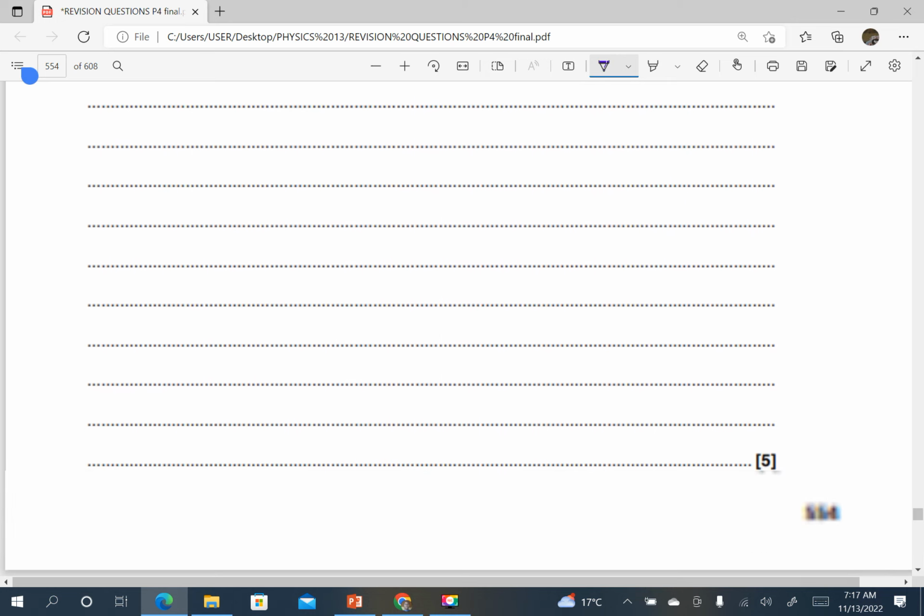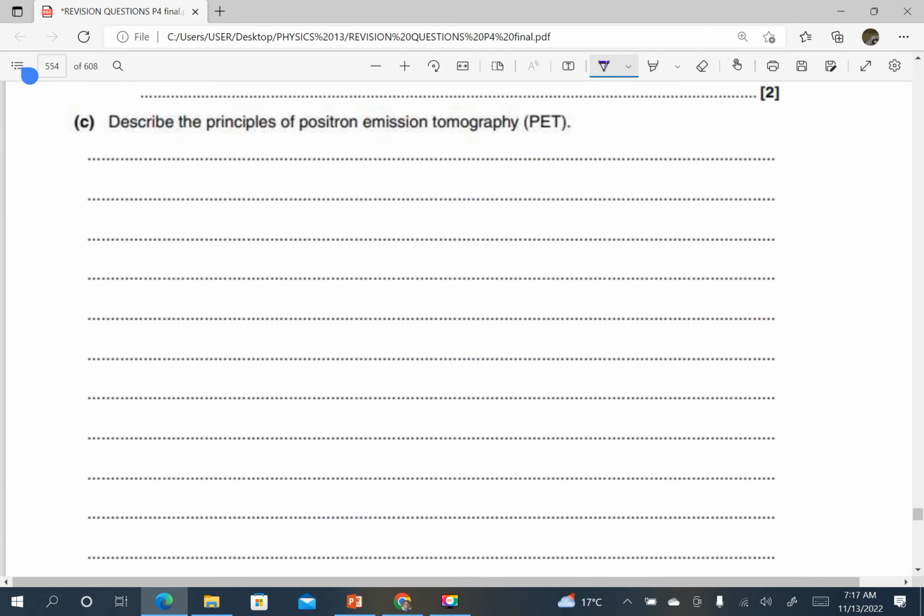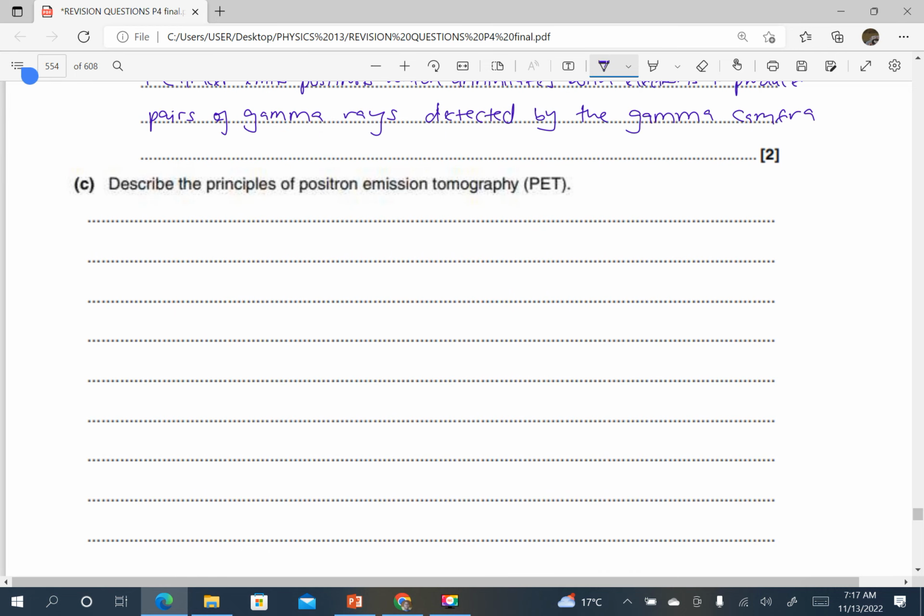Describe the principles of positron emission tomography. Okay, so we shall describe this in detail. You may not easily describe everything in detail, but I will describe this in detail.